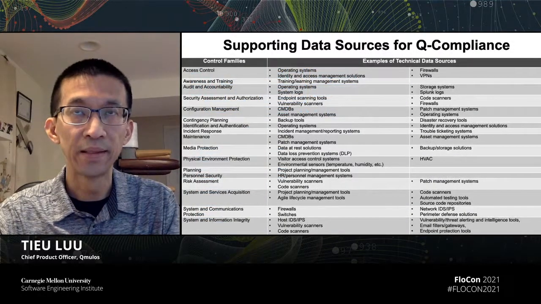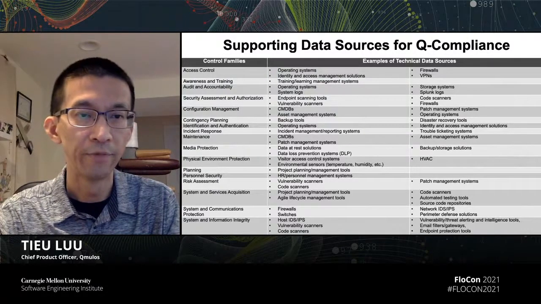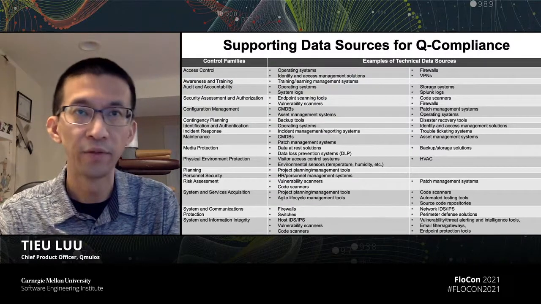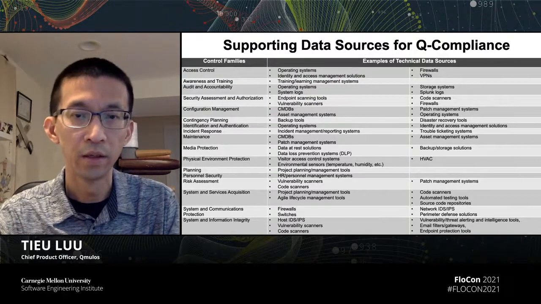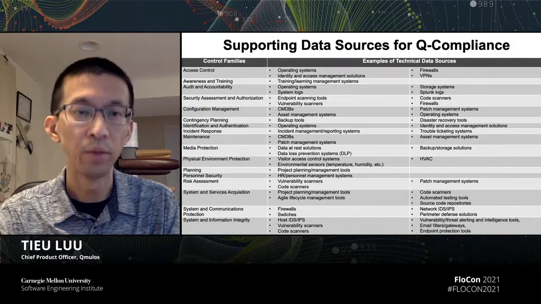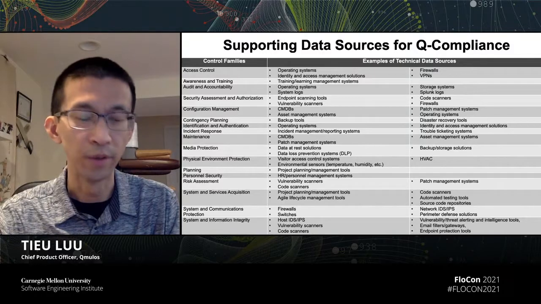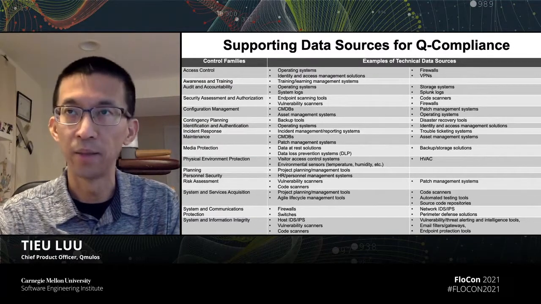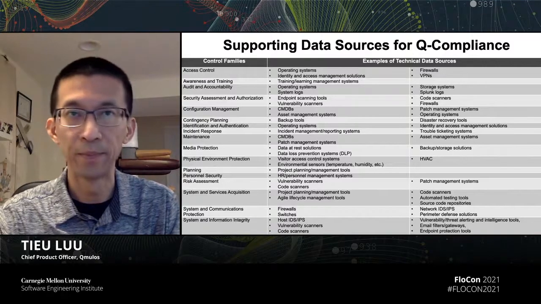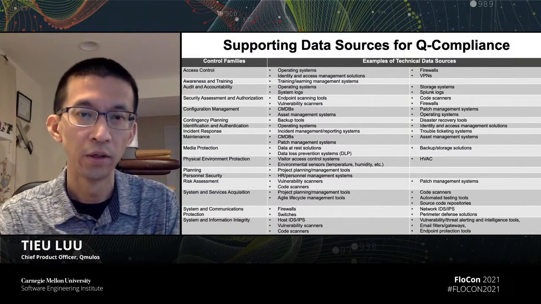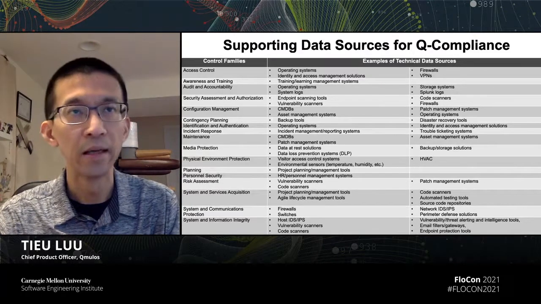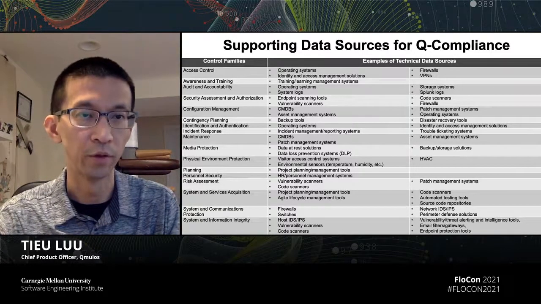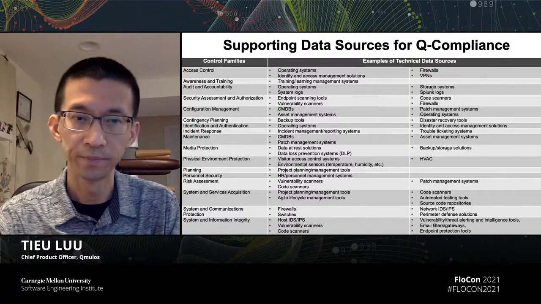This slide is a pretty busy slide, but it gives you a broad view of the different NIST control families from 800-53 and examples of different technical data sources that you could be pulling in data from to help you assess and monitor the controls from that control family. As I mentioned earlier, our mantra is that all machine data is compliance relevant, and you can see more specific examples of which different types of tools, operating systems, and platforms are needed to support the different controls from those families within the NIST catalog.